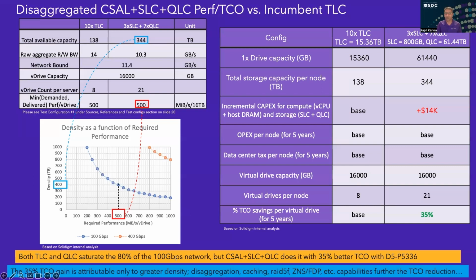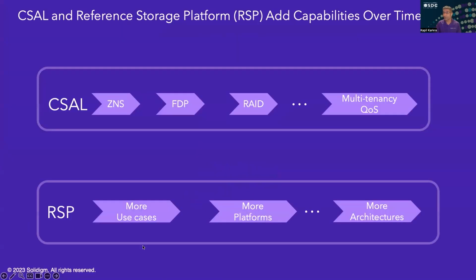And you know how we talked about adding other capabilities to both reference storage platform and CSAL to bring the solution level TCO down. So we definitely have roadmaps for both the CSAL swim lane and the reference storage platform swim lane, where we talked about ZNS and FDP, we're adding RAID, and we're adding multi-tenancy and so on. All of these things can basically bring down the TCO. And again, on the RSP swim lane, the reference storage platform swim lane, we are adding more use cases, more platforms, more architectures like IPUs, etc.